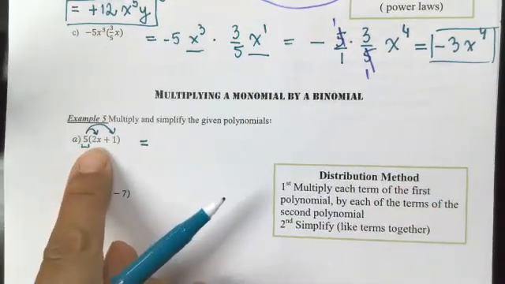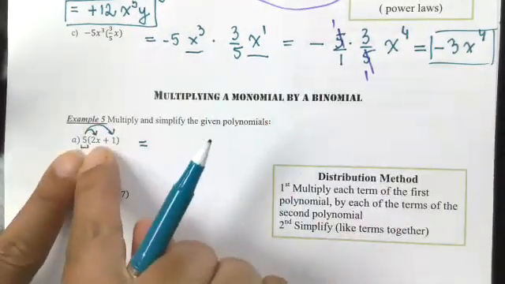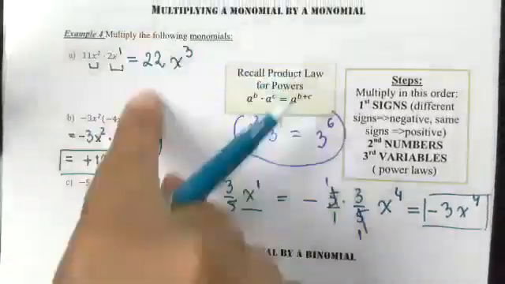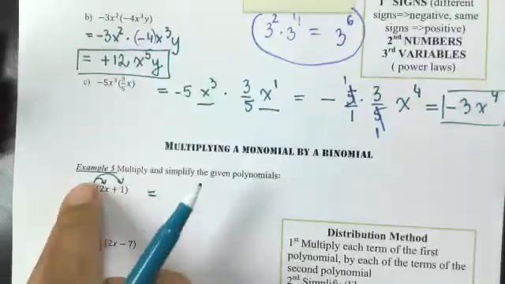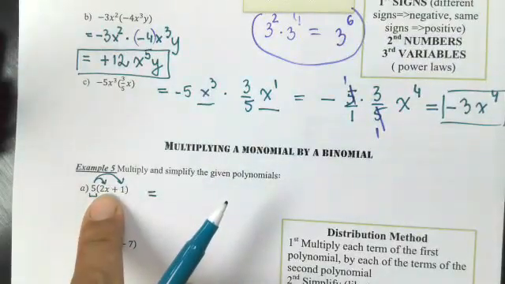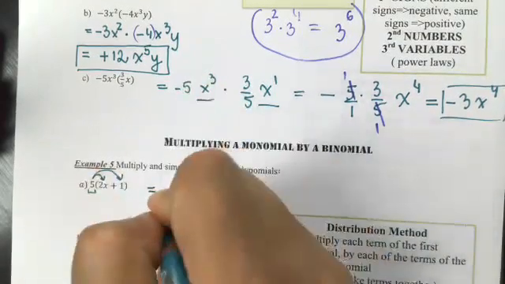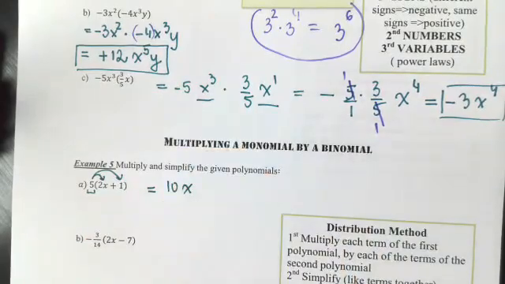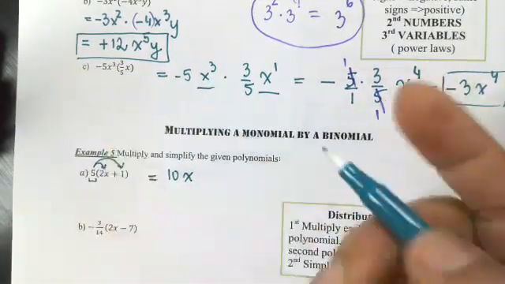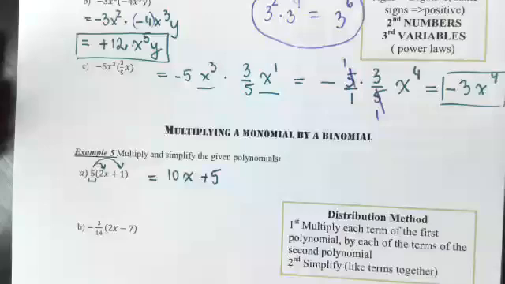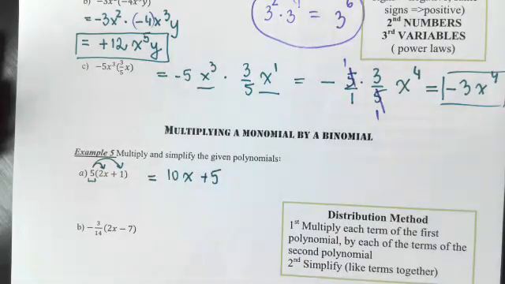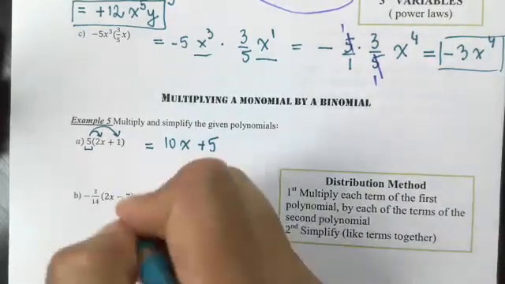So 5 times 2x. Now, these individual arrows would represent these questions right here, right? Because for each of these multiplications, it's an example of a monomial times a monomial. So 5 times 2x, 5 times 2 is 10, x comes along. And then 5 times positive 1 is just positive 5, that comes along. Done. Yeah, okay, good. All good. First class, right, too.